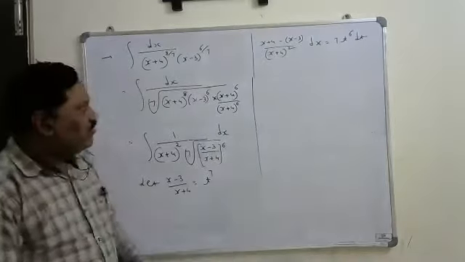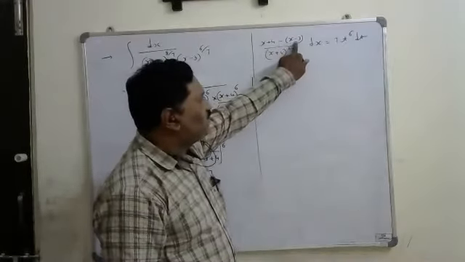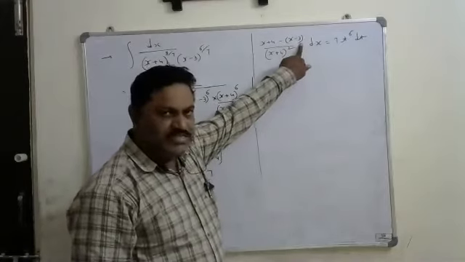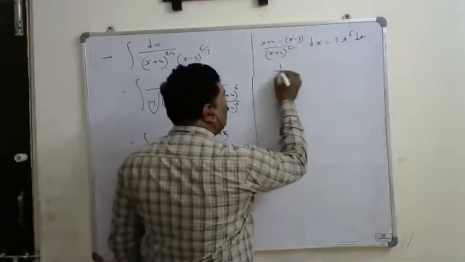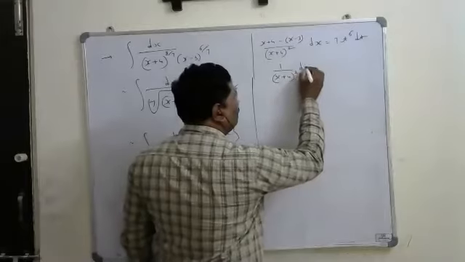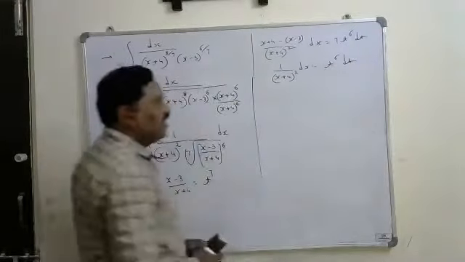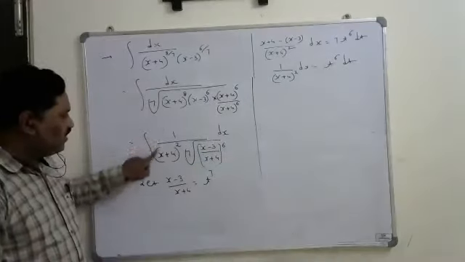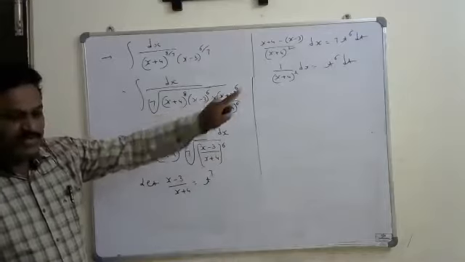Now observe the numerator: x and x get cancelled. 4 minus of minus means plus 3. 4 plus 3 is 7, so this 7 and 7 also get cancelled. The remaining is 1 by (x plus 4) whole square dx, which equals t power 6 dt. You can observe that exactly the term is here: 1 upon (x plus 4) whole square into dx is available, and that is t power 6 dt.